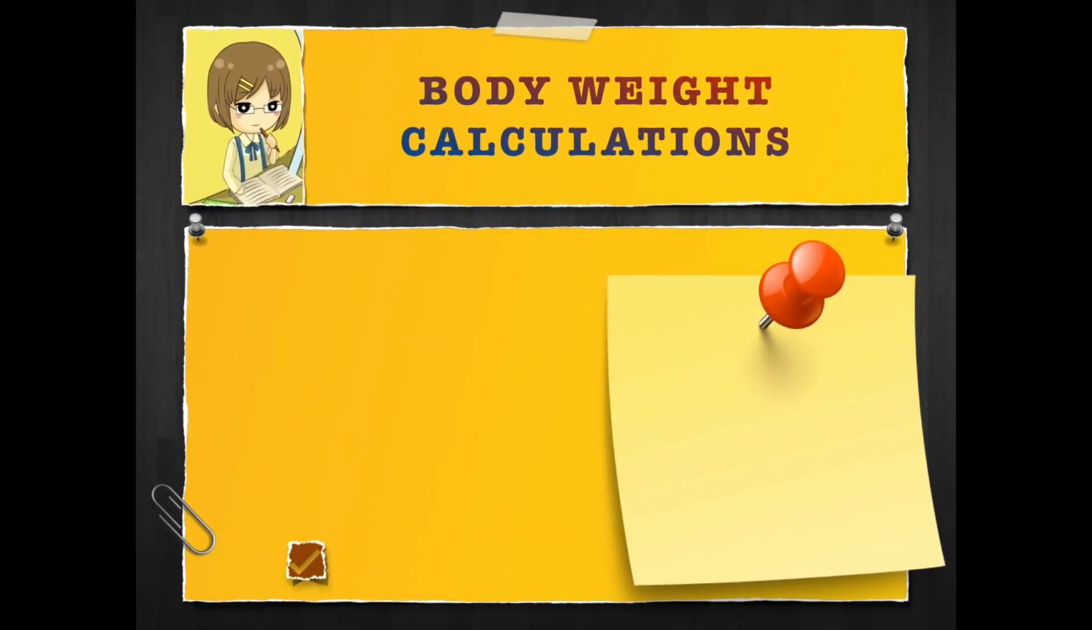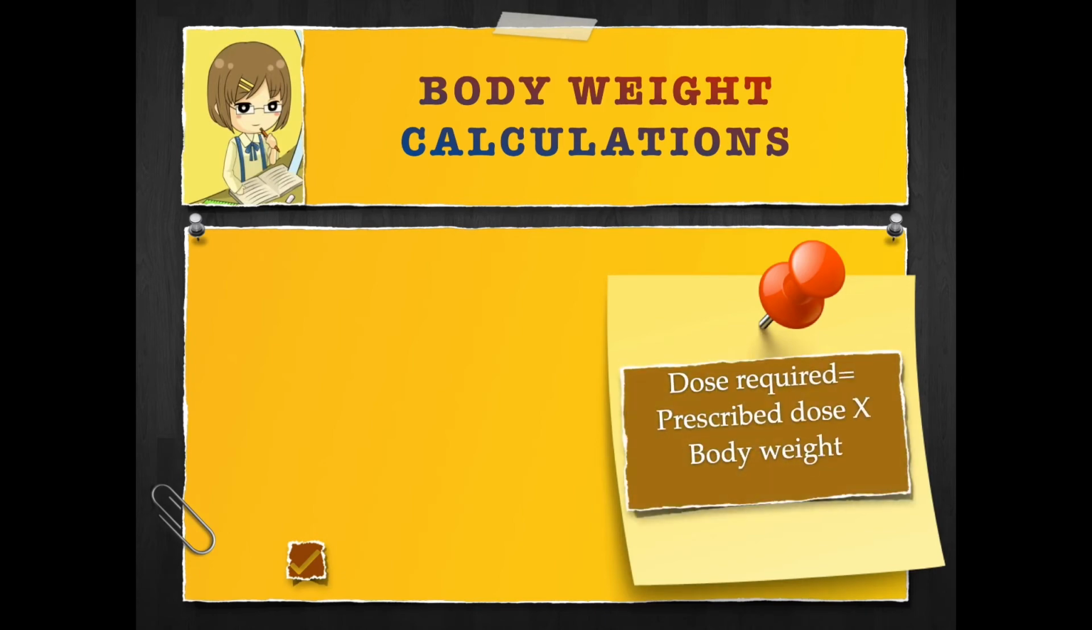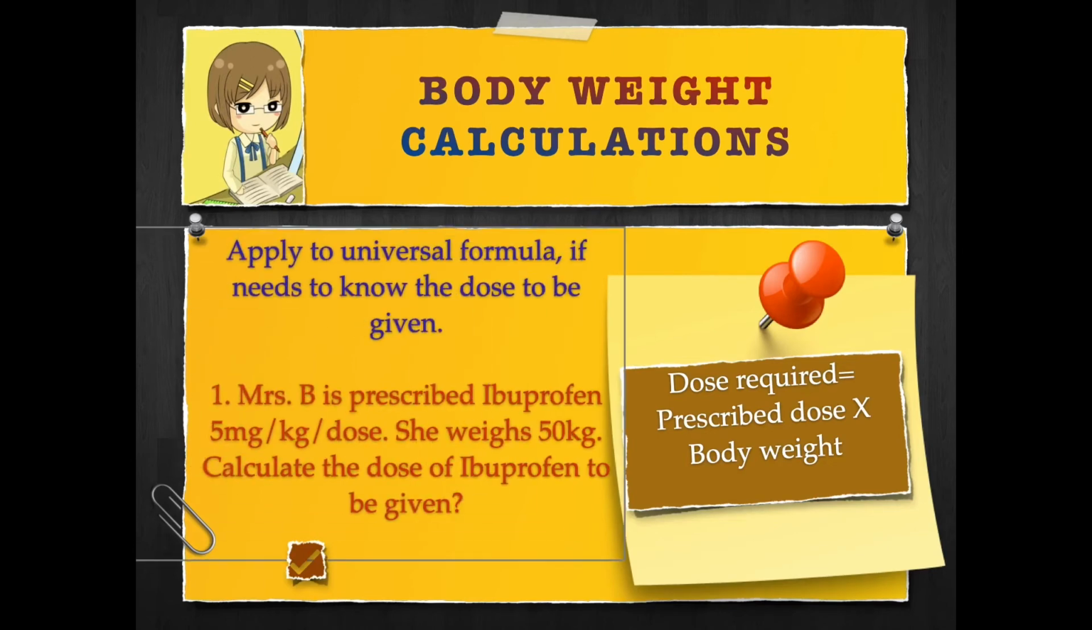Next we can see body weight calculations. It's simple. Body weight calculations mainly come when the dose is prescribed in milligram per kilogram per dose. That means this many milligrams are needed for this many kilograms of weight. So the dose required equals prescribed dose into body weight. The formula is simple and easy. Apply the universal formula if you need to know the dose to be given.